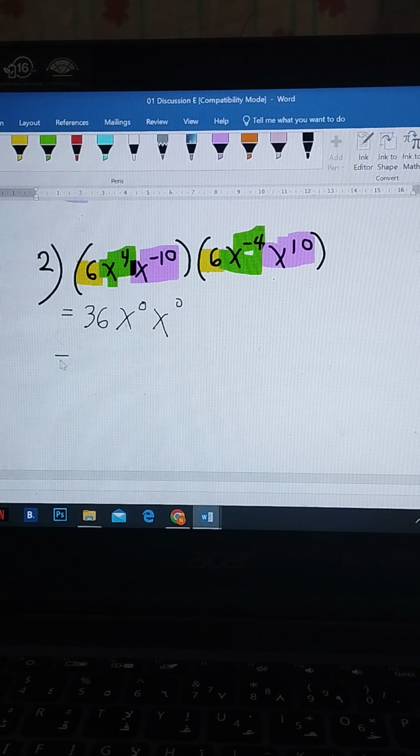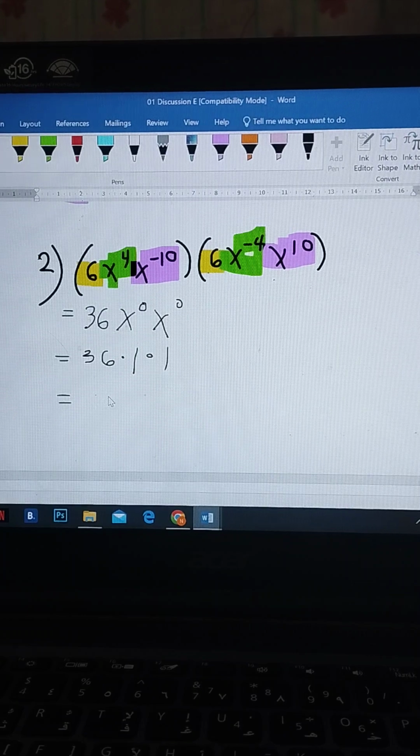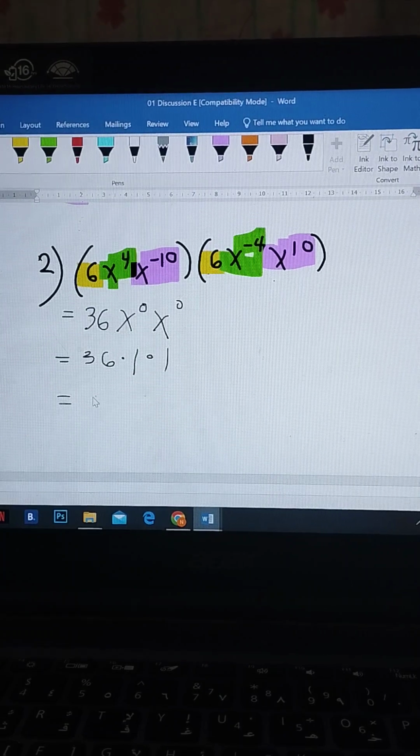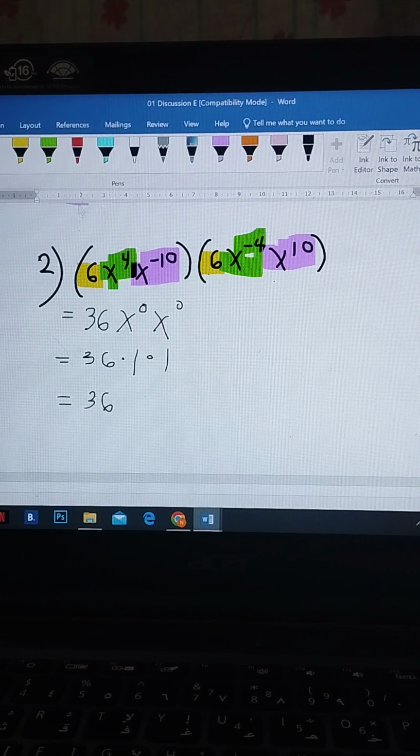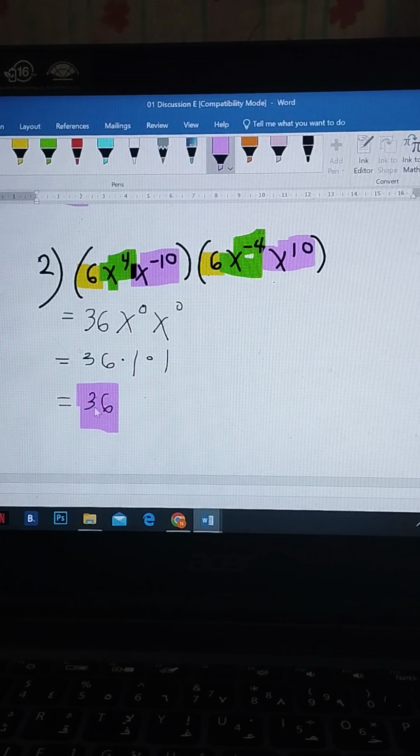So therefore, this is now equal to 36. X raised to 0 is equal to 1. Then x raised to 0 is also equal to 1. So that is now equal to 36 times 1 times 1 is equal to 36. So our final answer is 36.